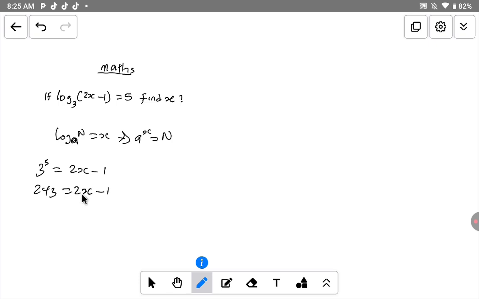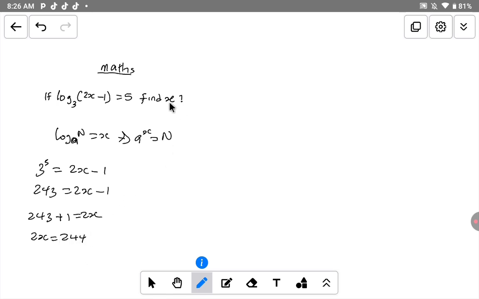Now we want to find the value of s. You have to find a way to cancel the minus 1, so we take this minus 1 to the other side of the equal sign, and it changes to plus. So that means we have 243 plus 1 equal to 2s. 243 plus 1 gives us 244.